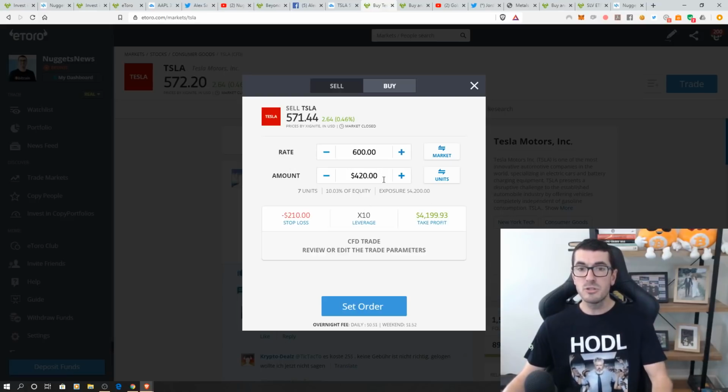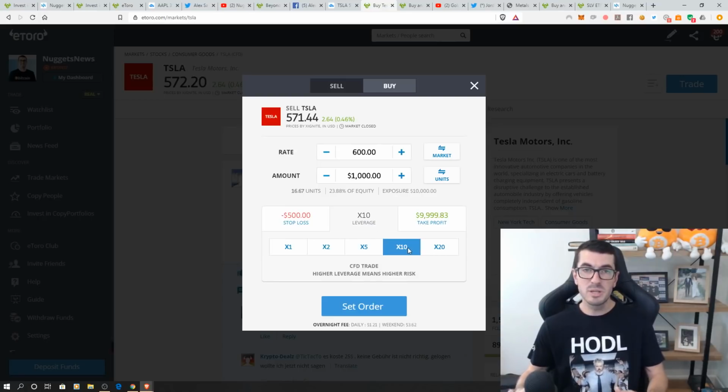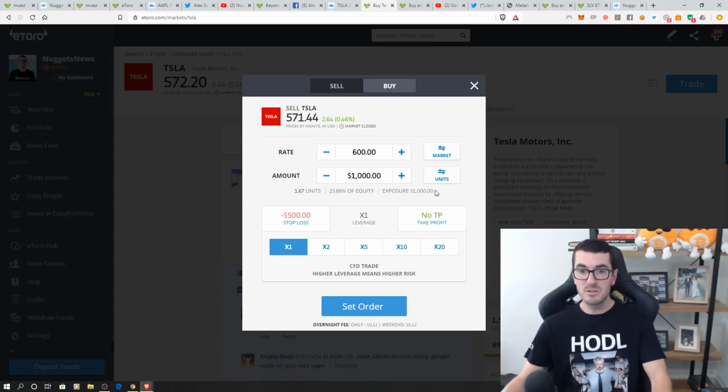Next up here, I need to choose the size of the amount. So how much do I want to put on this trade? So $1,000, for example. Let's take off that leverage because I don't recommend beginners use leverage. That is there and it will allow you to trade far bigger positions than the amount of money you have by leveraging up. But let's just stay on 1 times leverage, and that's obviously going to show us 1.67 units because the shares or the units are $600 each. So hopefully that explains how to do that.